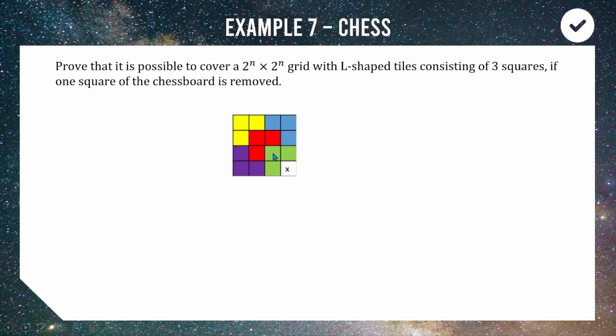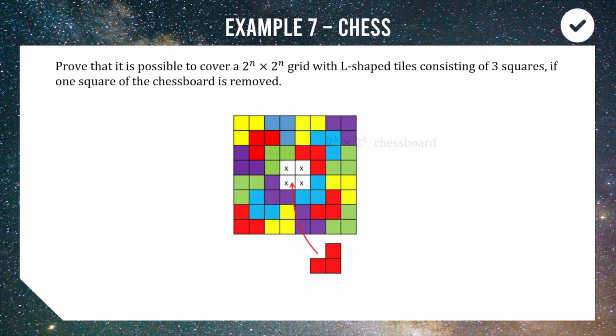Okay, here is our 2 to the k times 2 to the k chessboard. I don't know what it is, but I'm going to assume that I can take away one square and then fill the rest with these L-shaped tiles. We're now going to use this chessboard to show that it works when we have a 2 to the k plus 1 times 2 to the k plus 1 chessboard. Here's what that chessboard looks like right here.